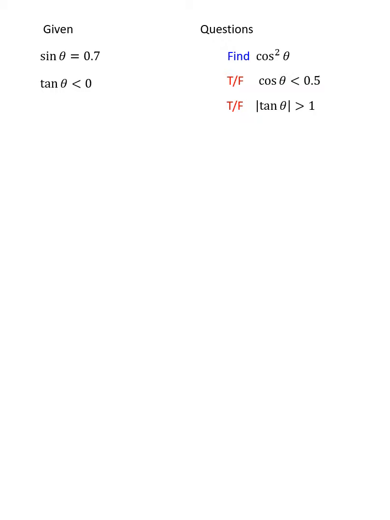In this problem, we're given some information about theta, and we're asked three different questions, as you can see. Let's go through these questions one at a time. The first question is asking us to find cosine squared of theta based on the given information we have about theta. Well, we know for any arc length theta that this is the true identity. In fact, it's our main identity that we use quite often.